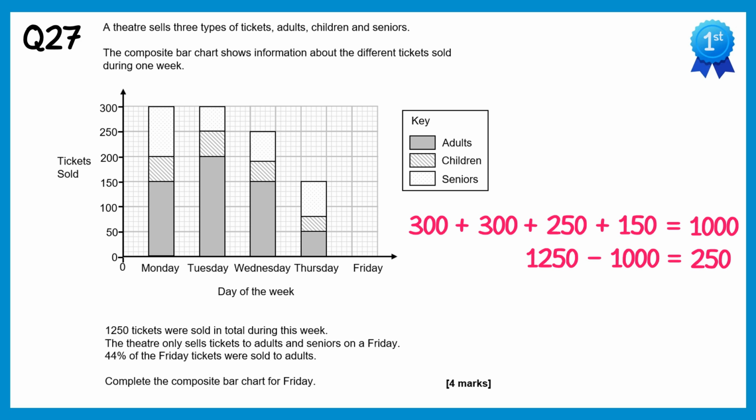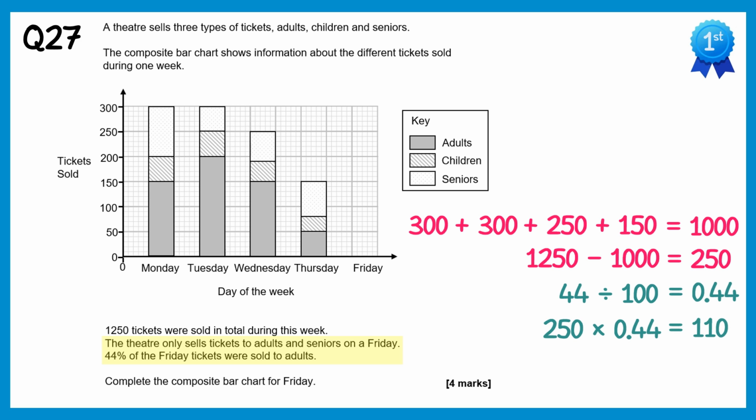We're also told that the tickets were only sold to adults and seniors on a Friday, so we don't need to worry about the children, and 44% of the Friday tickets were sold to adults. So 44%, if we do 44 divided by 100, we get 0.44, that's the multiplier for 44%. So if we multiply this by the number of tickets on a Friday, which is 250, you find out that there are 110 adult tickets. So we can draw the bar for adults up to 110, and that's a shaded in bar according to our key, and the remaining tickets were all sold to seniors, and we know there were 250 total, so we extend this bar up to 250 and use the dotted pattern for seniors.